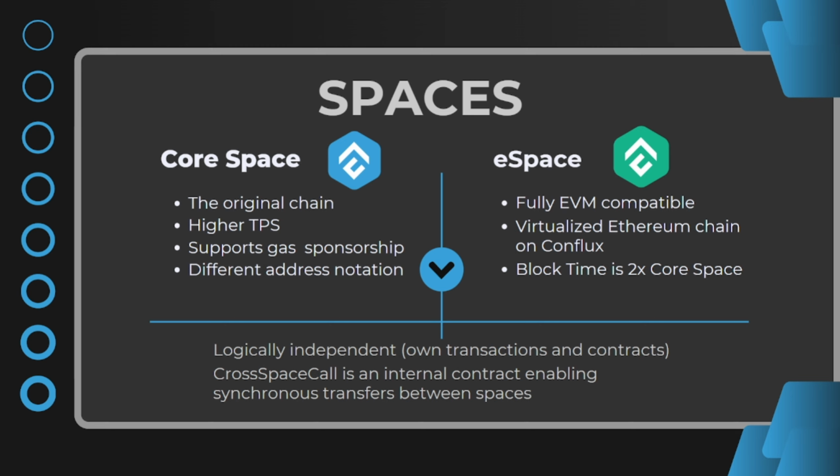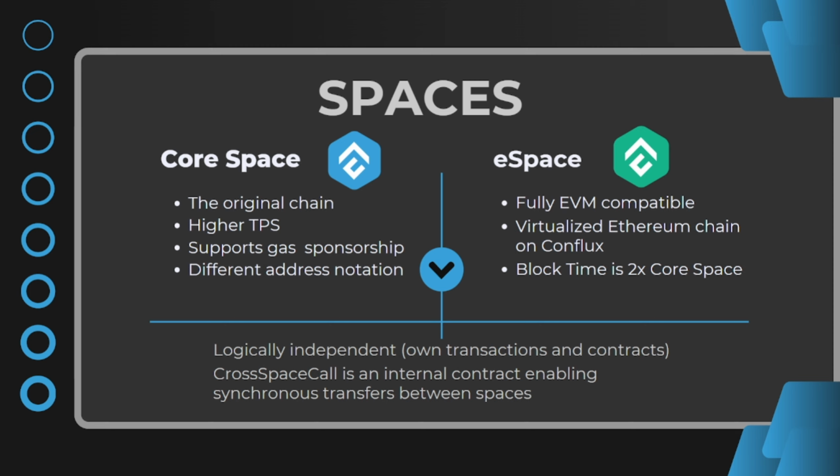And then there is eSpace, which was launched after Core Space, and it's basically a virtualized Ethereum chain on Conflux, and it's fully EVM compatible. Now with the latest hard fork, all the latest updates that took place on Ethereum were also implemented on Conflux. So it's pretty much the same experience as developing on Ethereum. And this is great for adoption, especially from developers who can migrate their contracts and their applications very easily to Conflux by just using eSpace.